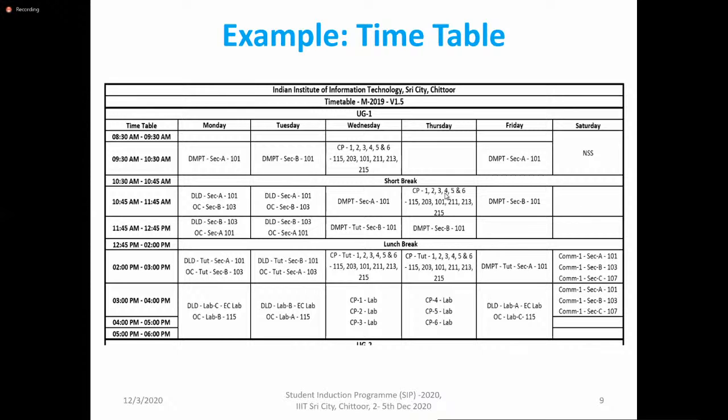So you are now joining online, I mean this semester, till the Government of India declares otherwise. The classes are in online mode, so you may not have a classroom in the timetable. Some details you can see, like 115, 203, 101, those are classroom numbers. But when you are physically on the campus, you have to check those numbers and be in that room. So this is about the timetable.